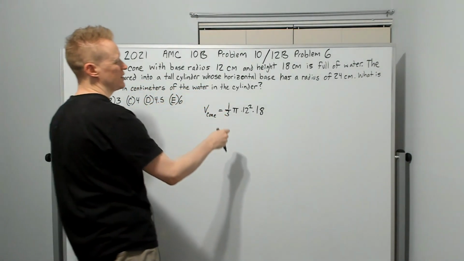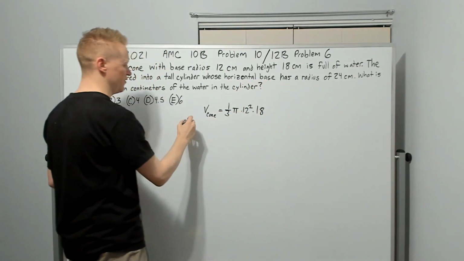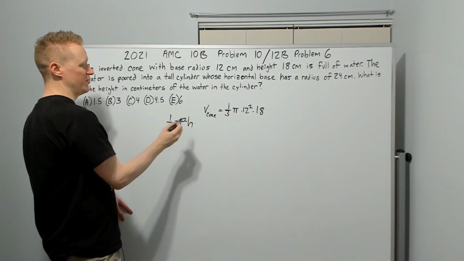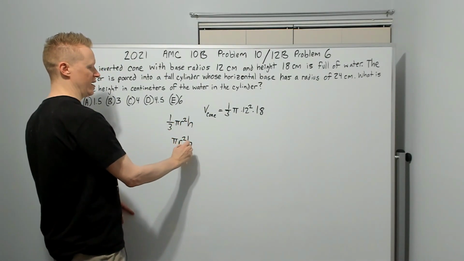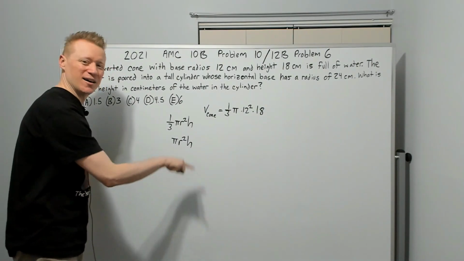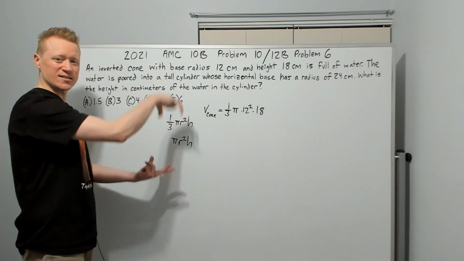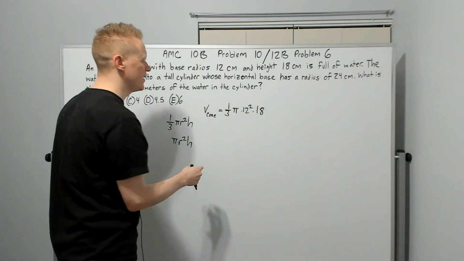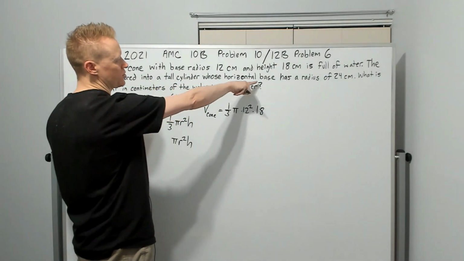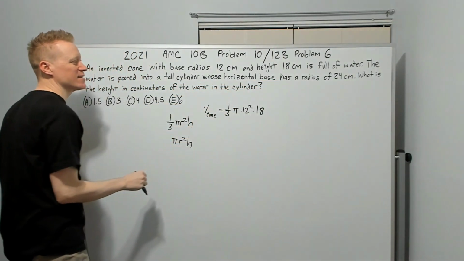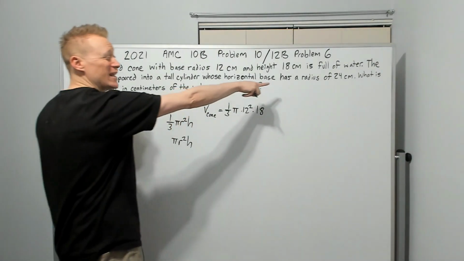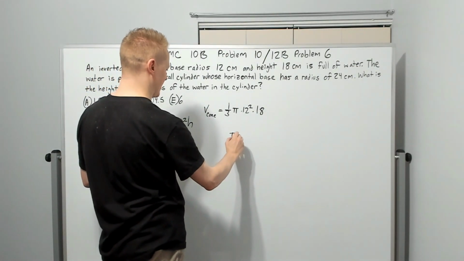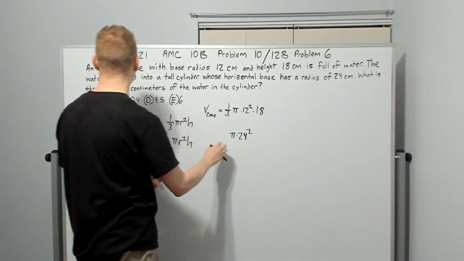It's poured into a tall cylinder whose horizontal base, again, the volume of a cone is 1/3 pi r squared h. The volume of a cylinder is pi r squared h. Basically, the area of a circle times the height, that makes the cylinder. I would say it's like stacking CDs, but you guys don't know what that is. Tall cylinder whose horizontal base has a radius of 24 centimeters. That's a radius, not a diameter. So this one here is going to be pi times 24 squared.